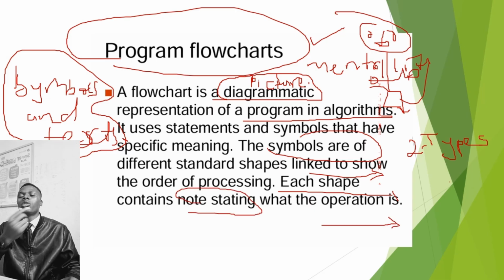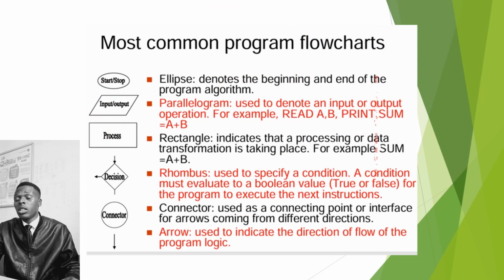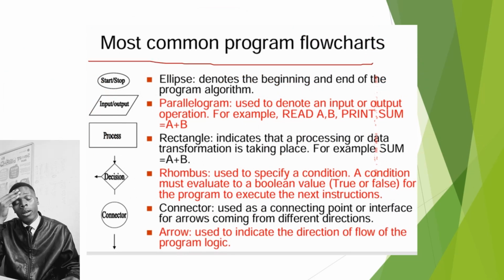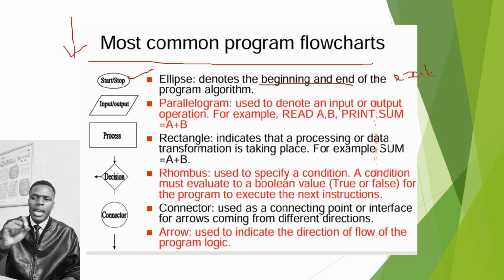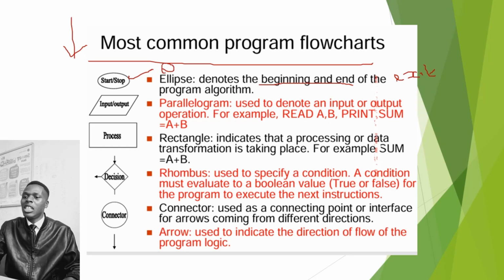So let's continue. These are the most common flowchart symbols we use in program development. There's a start and stop. Wherever you want to start and end your program, or exit your program, you are supposed to use this. It looks like an oval. The ellipse denotes the beginning and the end of the program.